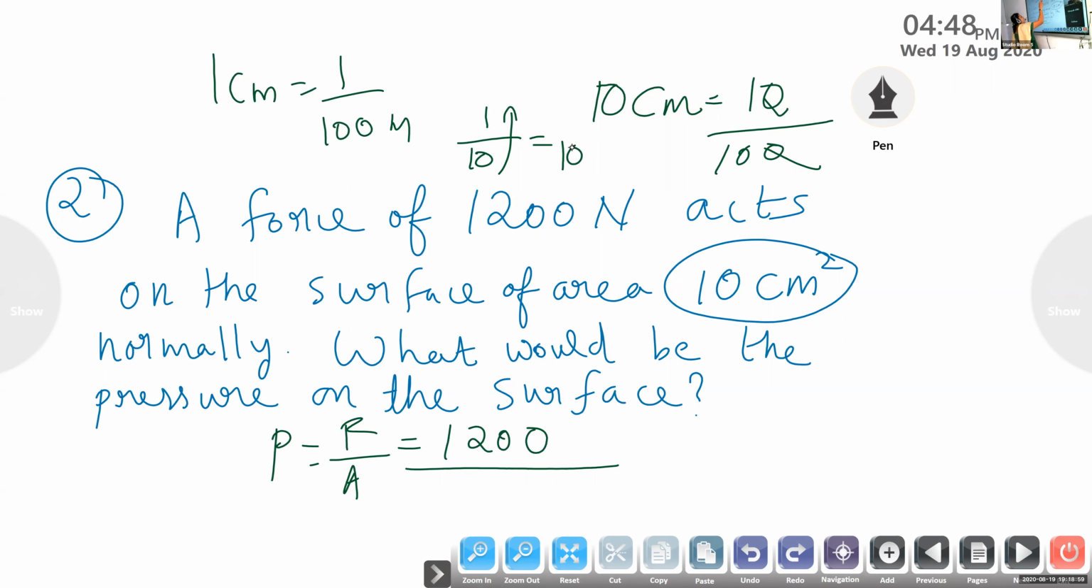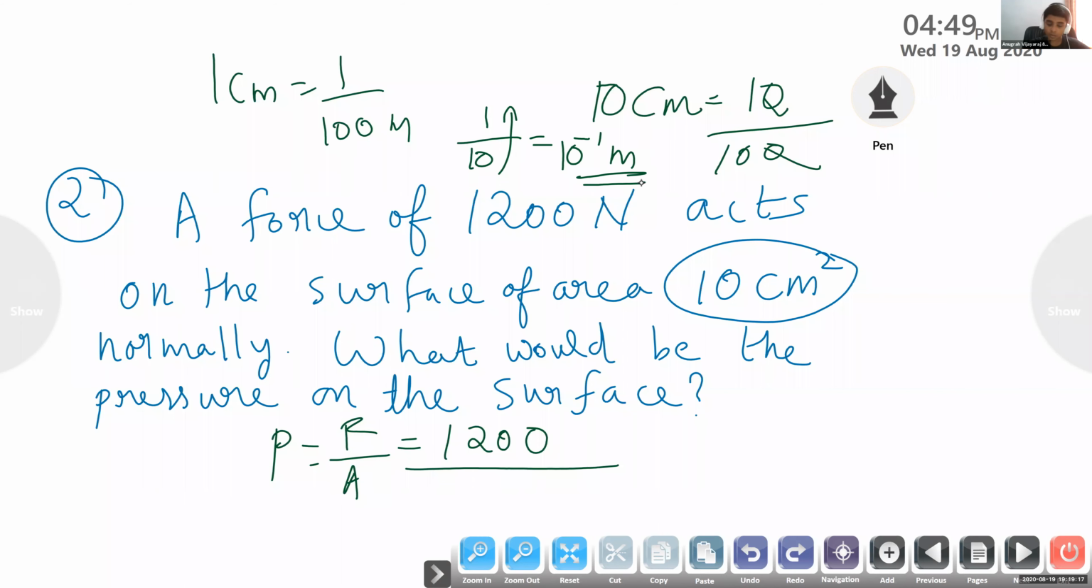Not 10, it is 10 to the power of minus 1. Not negative 10, negative 1, because it is 1 power only. So 10 centimeters gets converted to 10 to the power of minus 1 meter. Got it? Yes, ma'am.